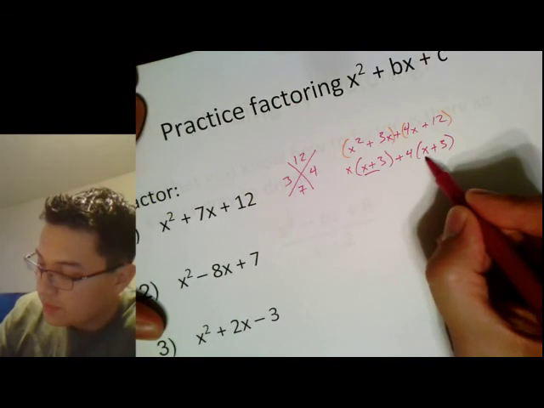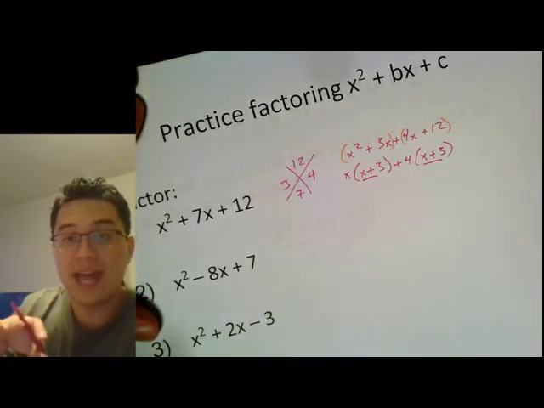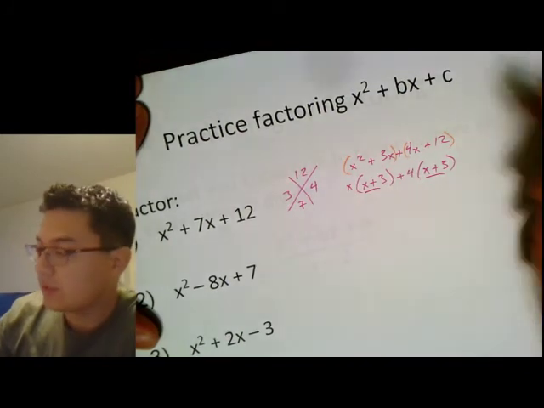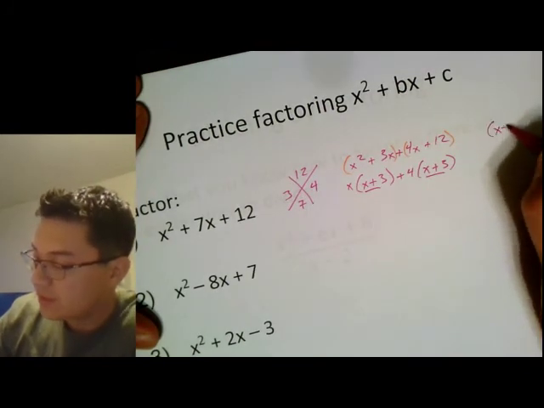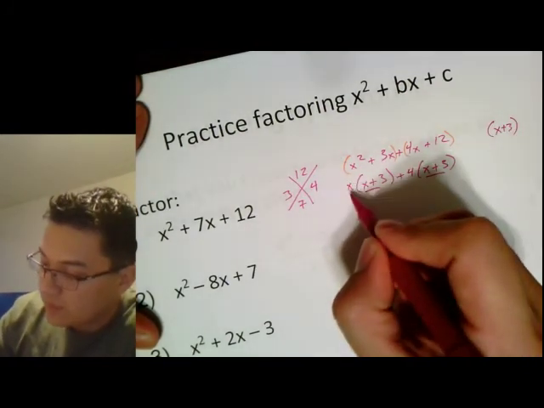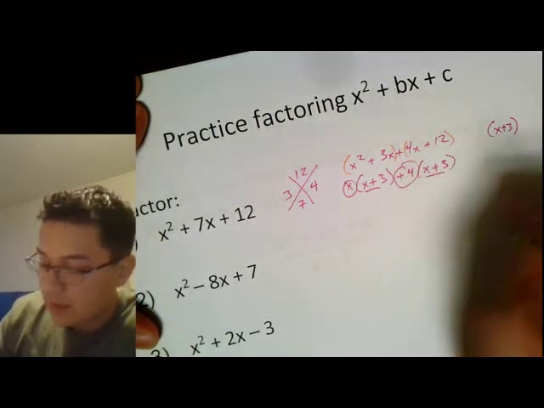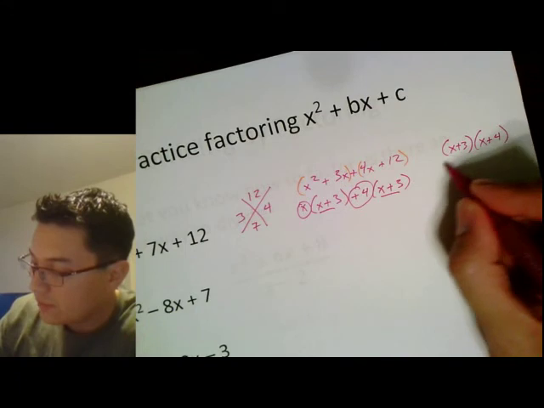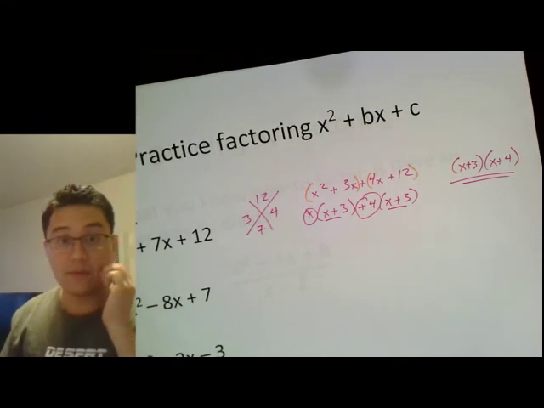Notice these two terms are the same, so I can factor that term out. So I'm going to be able to factor out x plus 3. What I am left with is an x plus 4, which will make up my other term. And you can confirm that that is the answer by FOILing it out.